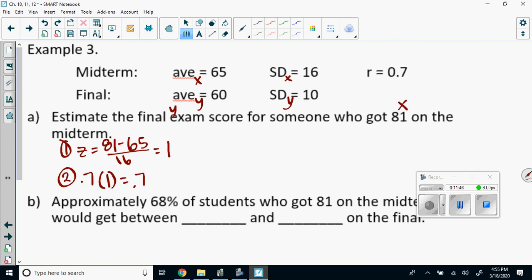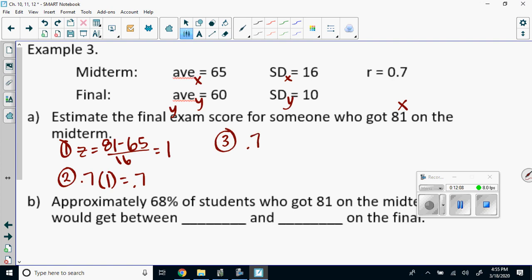So somebody who is 1 standard deviation above the average on the midterm is going to be about 0.7 standard deviations above the average for the final. That's our prediction. Keep in mind, this is a prediction, so it's not exact. Just because you get above on the midterm doesn't guarantee you're going to get above on the final.